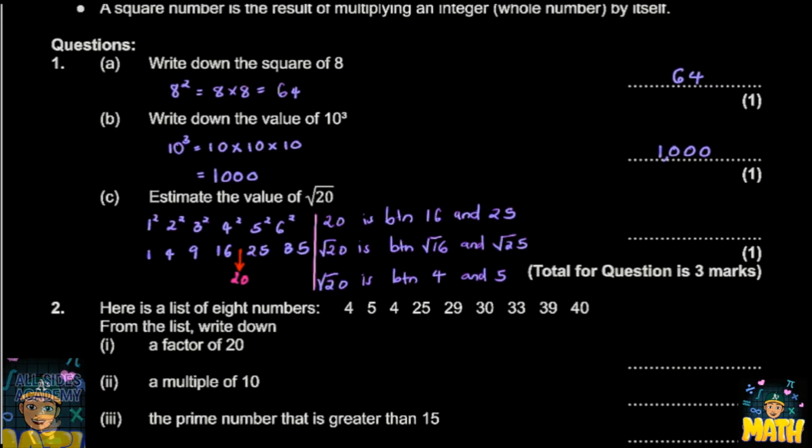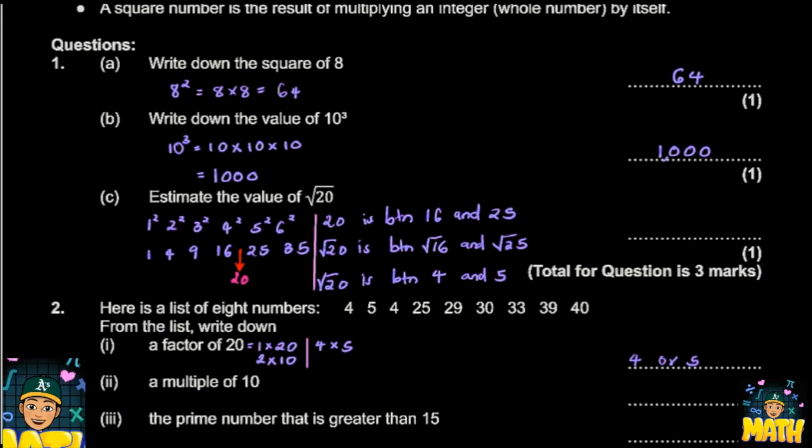Here is a list of 8 numbers. From the list, write down a factor of 20. Factors are numbers you multiply together to get 20. So 1 times 20 is normally the obvious pair of factors. So those are the factors, and the ones that are in the list are 4 and 5. So any of the two will give you a mark. So you can either write 4 or 5. Yeah, 1 is totally okay.